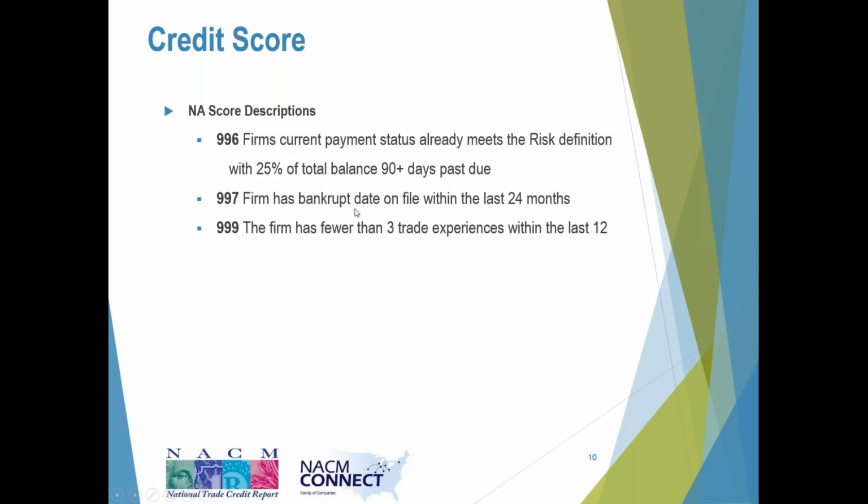And then here we have, if they filed for bankruptcy in the last 2 years, the 997 and 999. That means that basically we do not feel comfortable scoring them because we do not have enough trade experiences to score them, where it's less than 3 trade experiences.